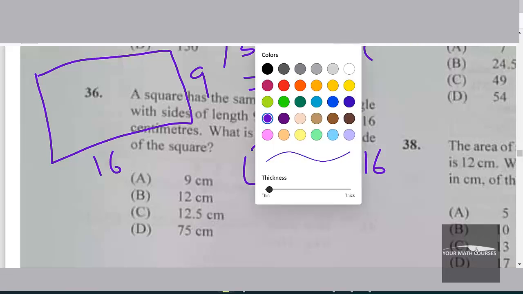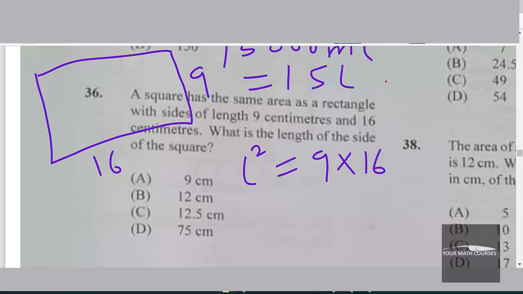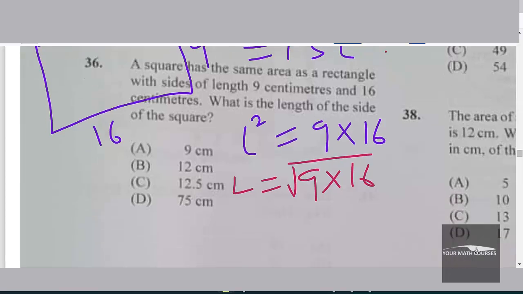So L will be equal to the square root of 9 times 16. Now we can take square roots. If it is a product, we can take it individually. The square root of 9 is 3, and the square root of 16 is 4. So this will give us 12 centimeters.